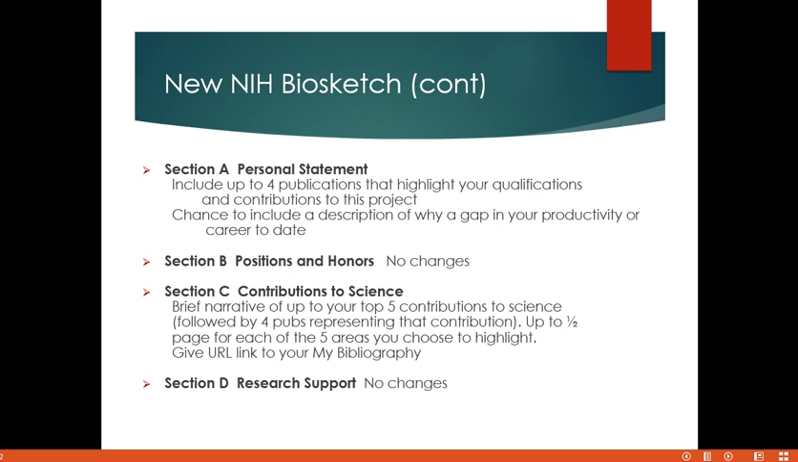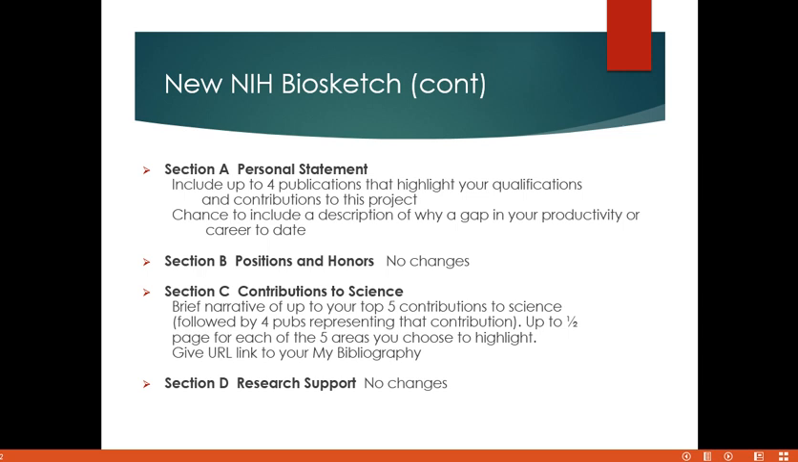Then you follow the end of these up to 5 areas, with a half a page each or so, with a URL link to your My Bibliography. So that's what you build. Then reviewers will click on that and see your whole list of pubs. Now, theoretically, all you have to have in My Bibliography is pubs off of NIH grants. But most of us have other things that are supporting. They don't have to all be in the database, except book chapters, books, that sort of thing. And you see on the example there where they have the URL.